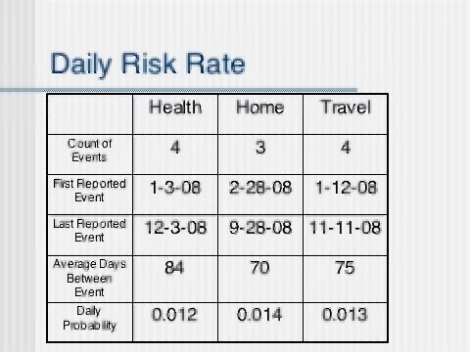Then, this value was the denominator, while 1 was the numerator. The probability of a health-related incident occurring in a particular day is 0.012. The probability of a home-related incident occurring in a day is 0.014. Lastly, the probability of a travel.